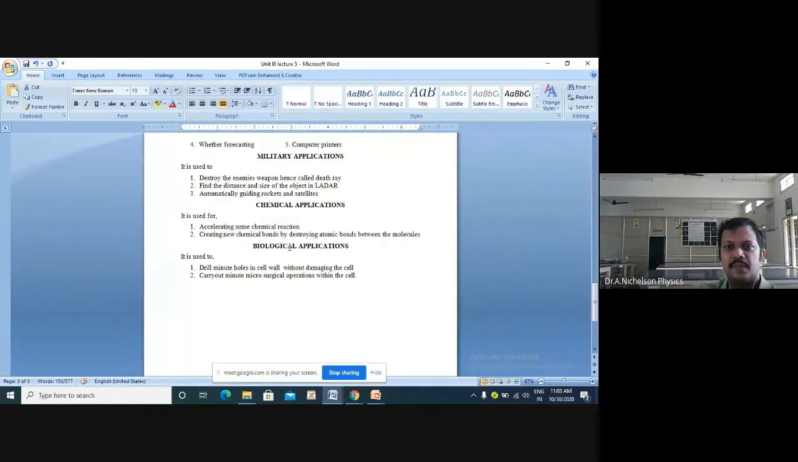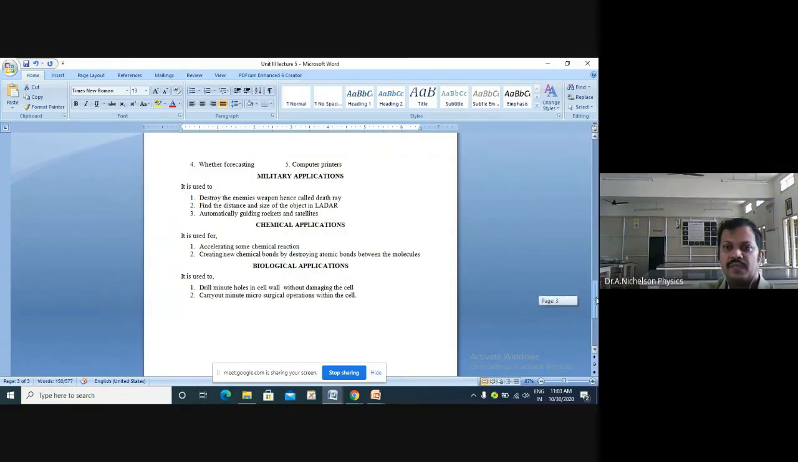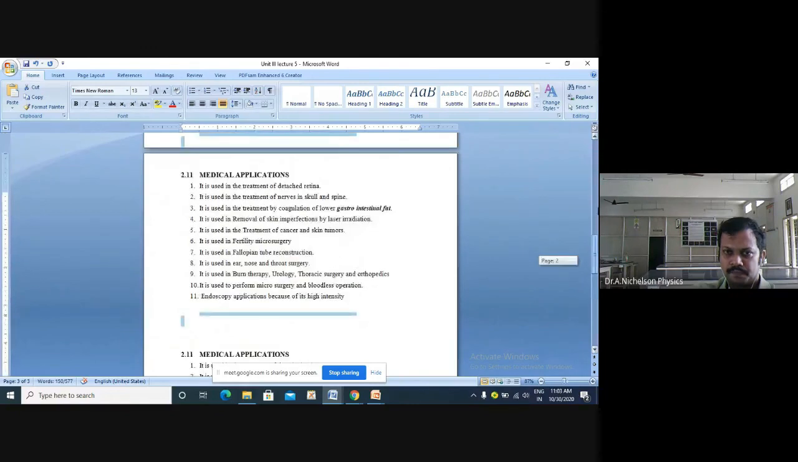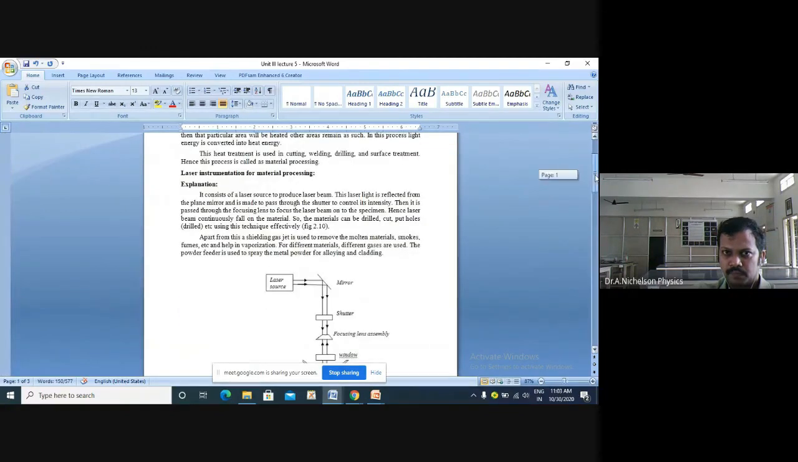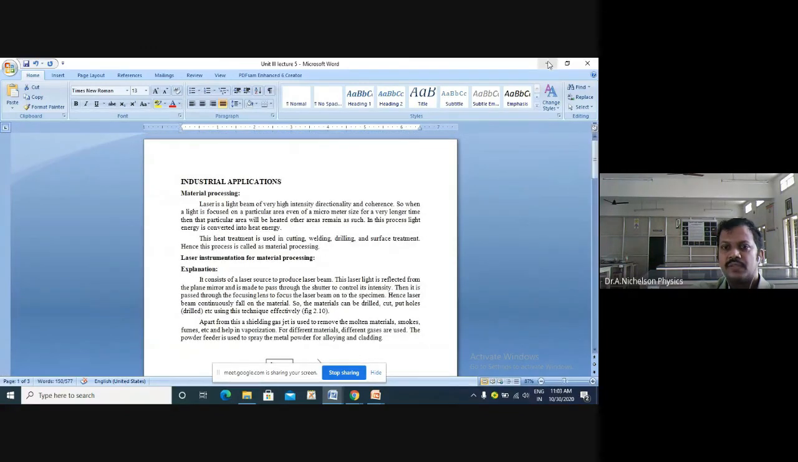And finally, the biological applications. We can drill minute holes without damaging the cell, and we can use it for microsurgical operations. I think you have heard about these keyhole operations. They are doing those with the help of this laser. So that's all about this laser.